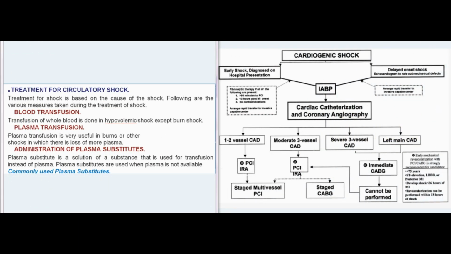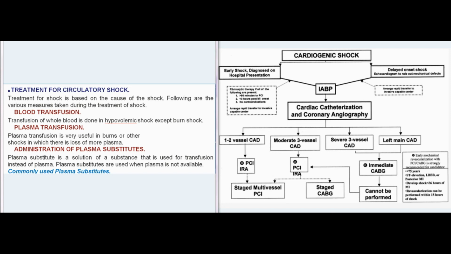Treatment for circulatory shock. Treatment for shock is based on the cause of the shock. Following are the various measures taken during the treatment of shock. Blood transfusion. Transfusion of whole blood is done in hypovolemic shock except burn shock. Plasma transfusion. Plasma transfusion is very useful in burns or other shocks in which there is loss of more plasma.